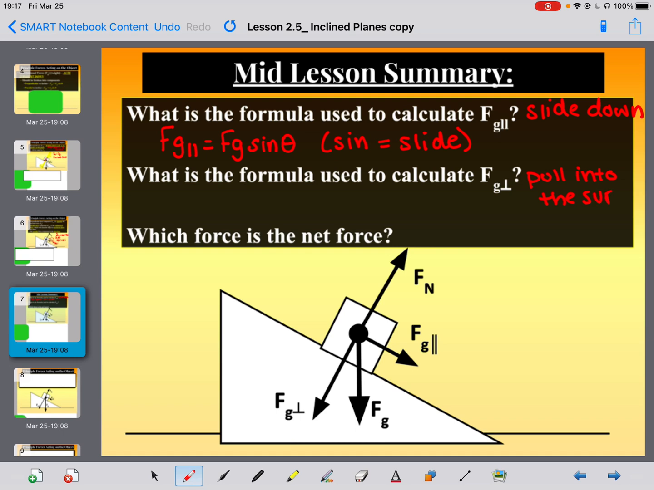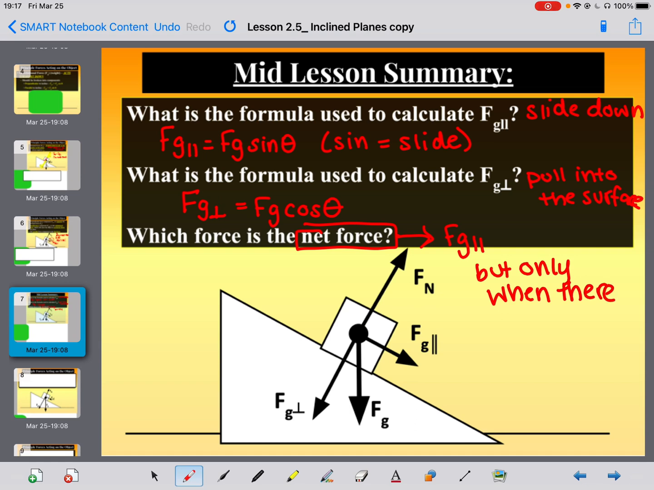That's the job of the force of gravity perpendicular. Because we're using sine for the one that slides down, we have only one other trigonometric function that we know. So we would say FG perpendicular equals FG cosine theta. Okay? Which force represents the net force? This is a very specific condition that would arise in order for one particular force to represent this. The force that would represent the net force, if we're looking at this diagram below, would be FG parallel, but only when there is no friction, because as of right now, there's nobody else to cancel out FG parallel.